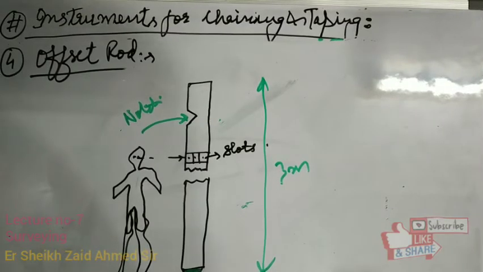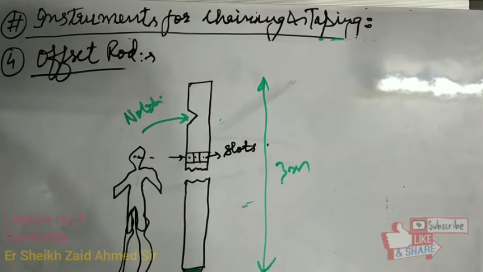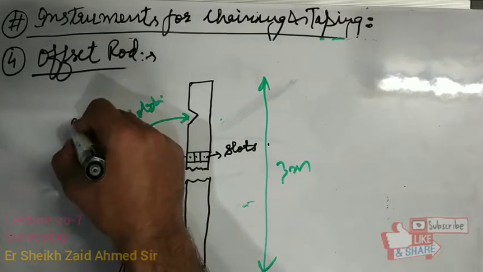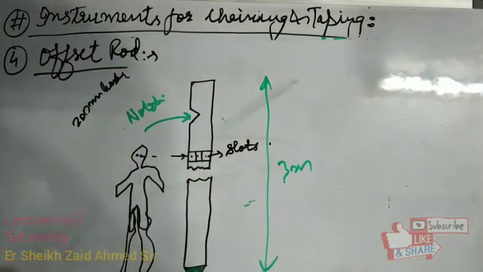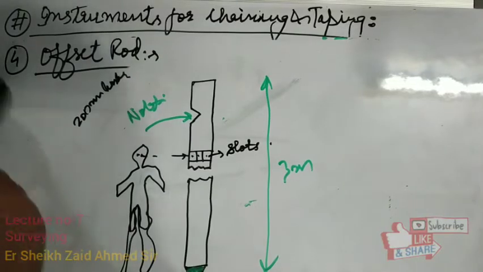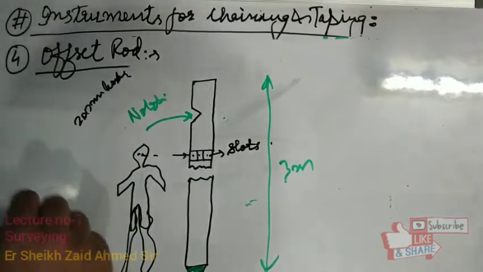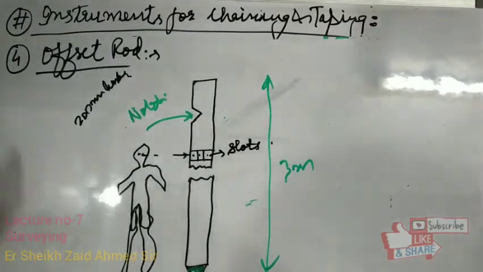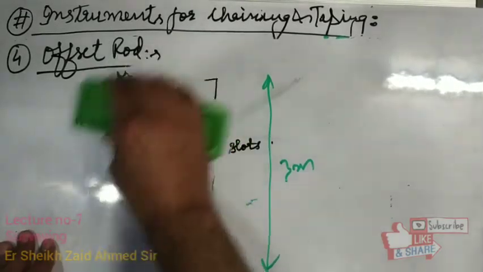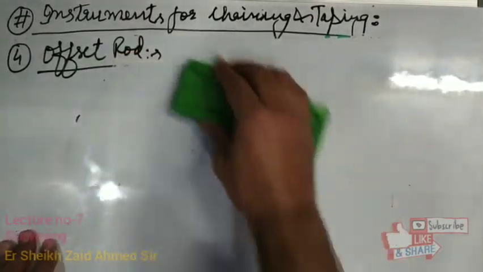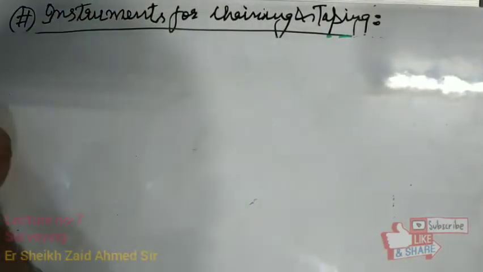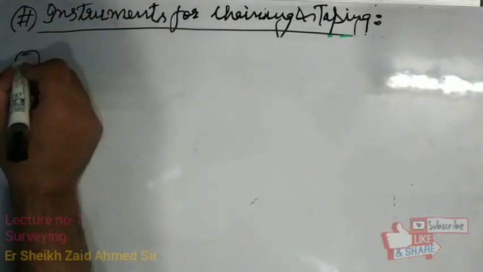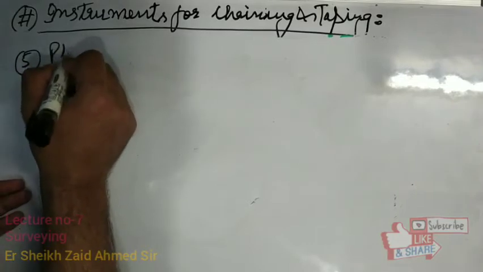The length of the offset line is measured approximately by counting the number of 200 mm bands and making an estimate of the fraction of the band. So this is all about the offset rod. Now moving on to the next instrument. Next is the plumb bob.